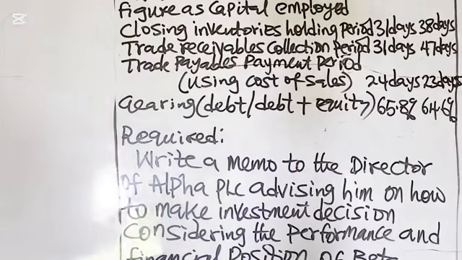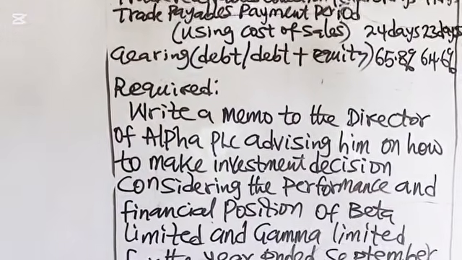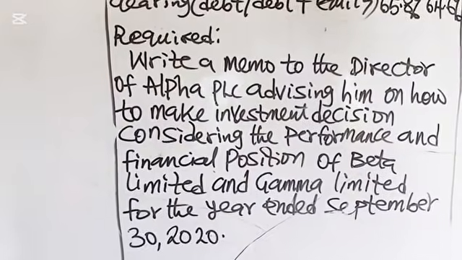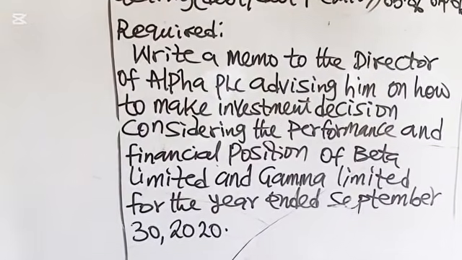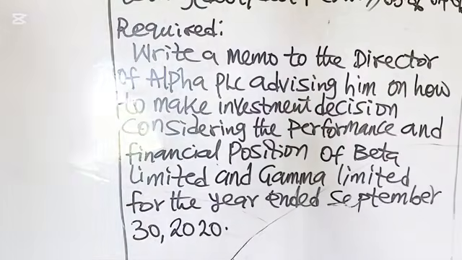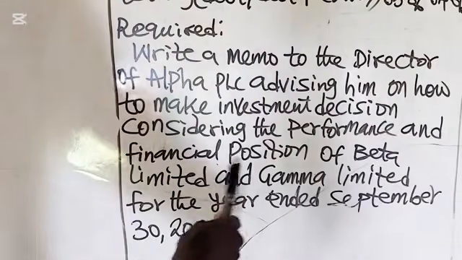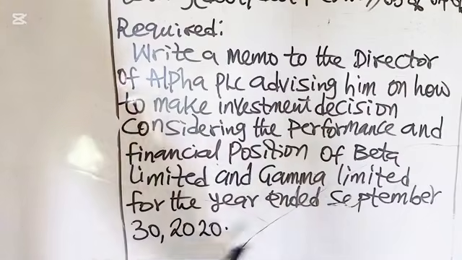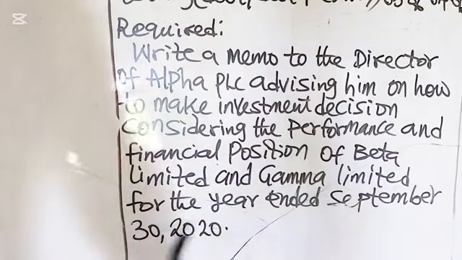Required: write a memo to the director of Alpha PLC, advising him on how to make investment decisions, considering the performance and financial position of Beta Limited and Gamma Limited for the year ended September 30, 2020. Solution.